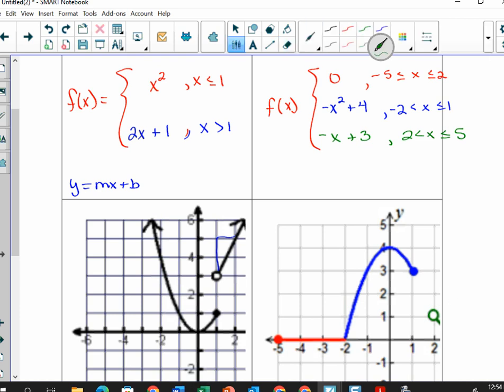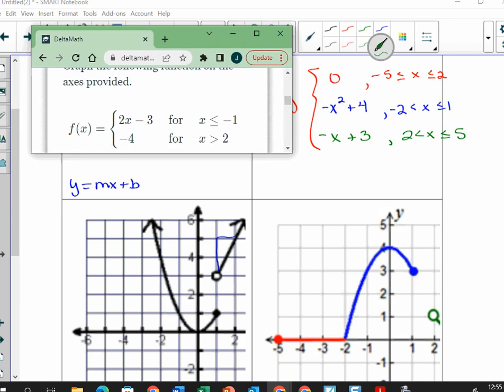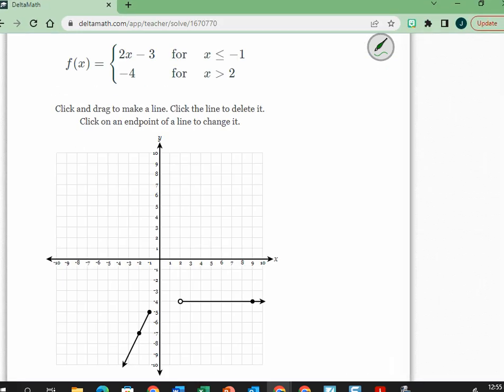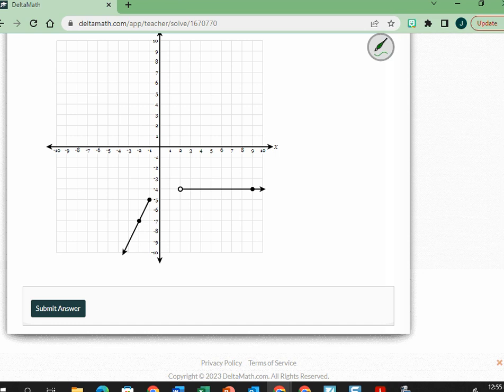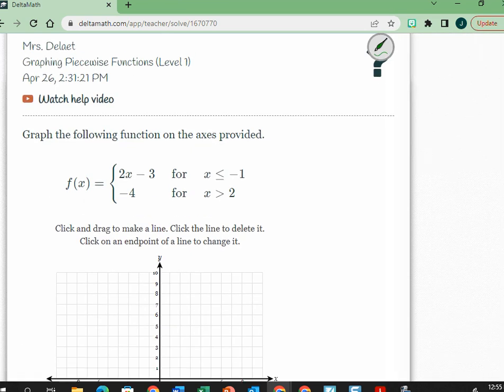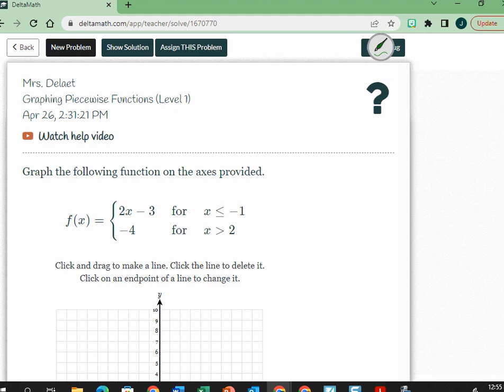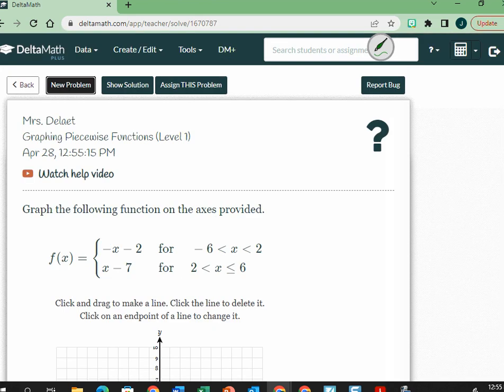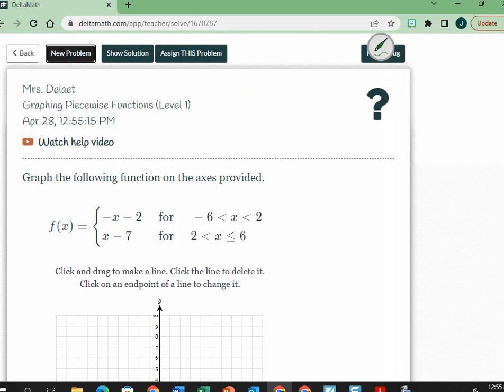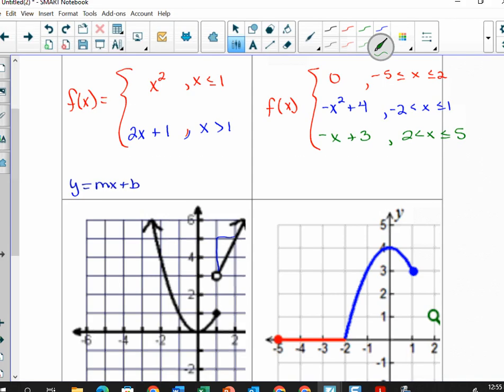All right, guys, I'm going to leave that up there. That's the end of our notes. I'm going to give you time to start on your Delta Math. Let me pull one over and show you something. I just want to make sure you guys know how to click when there's multiple things.